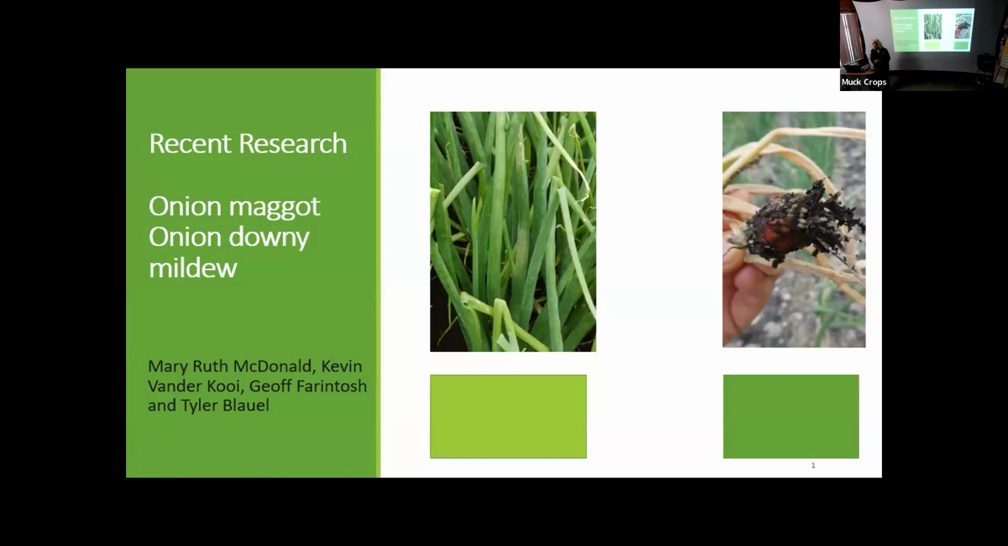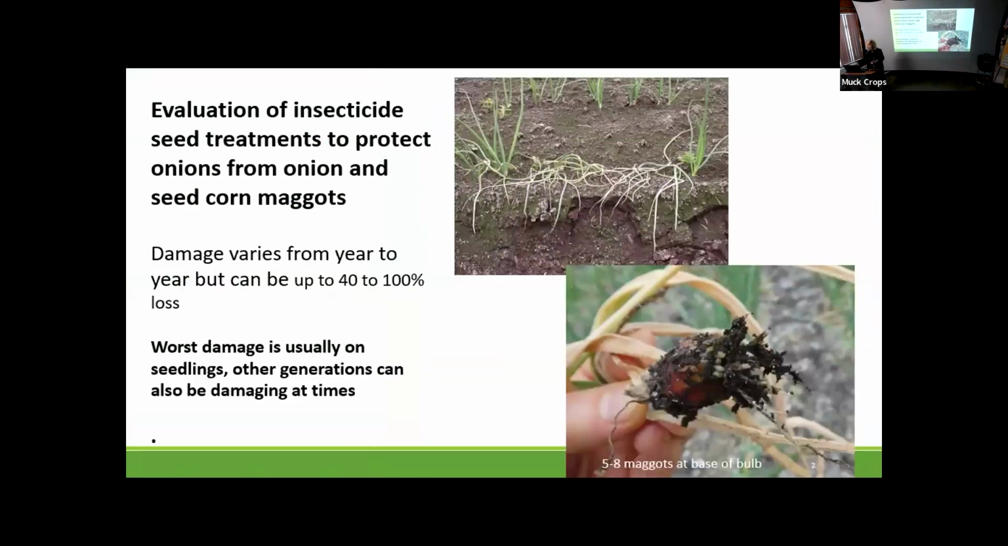You heard lots about Stemphylium this morning, so I'm going to talk about the other onion research that we've been doing over the past couple of years. The first one is our onion maggot work. You've heard about onion maggots from Brian Nault, a really good introduction. We occasionally get that 100% or near 100% yield loss that Brian showed, but fortunately we're often seeing less than that. Most growers are getting really good onion maggot control with the seed treatments that they're using.